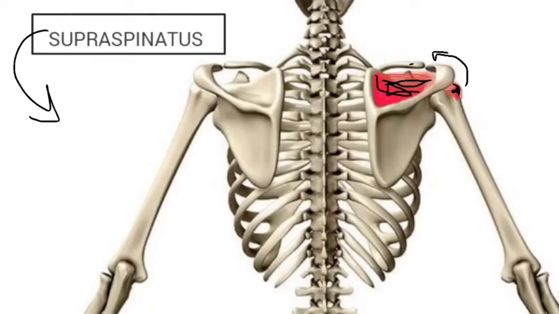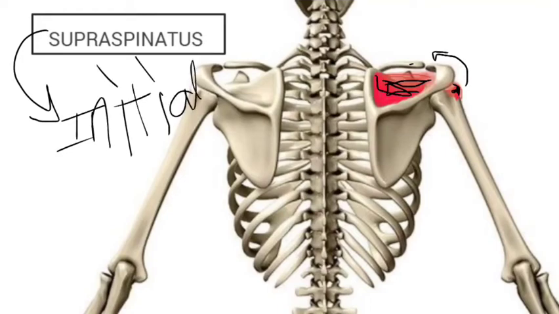Your supraspinatus is actually the initiator. Sorry, the initiator, or it initiates, or it starts. Let's just put in the initiator. Okay, so it initiates or it starts abduction. So when you try to abduct your arm, the first certain degrees, let's say 0 to 15, the first 15 degrees or so is actually the work of the supraspinatus. And the rest of the abduction until 180 degrees, when you're able to raise your hands up, is actually the work of your deltoid muscle.